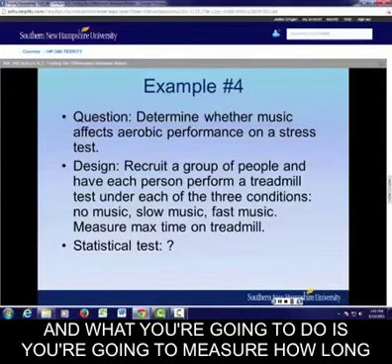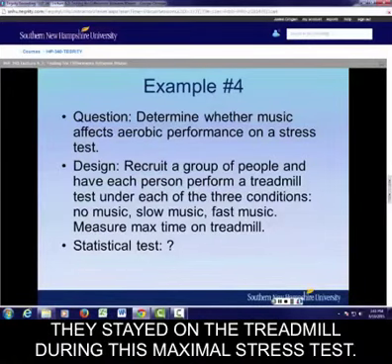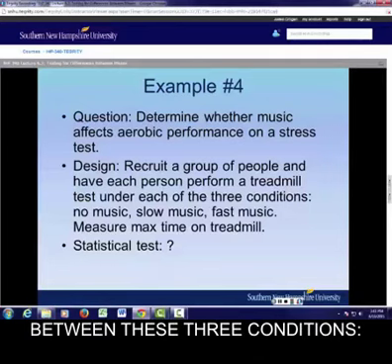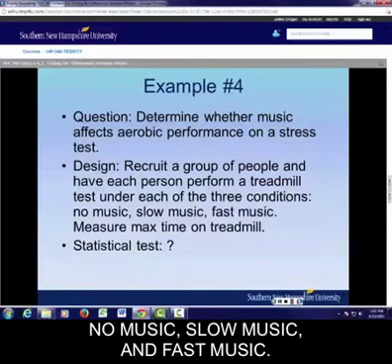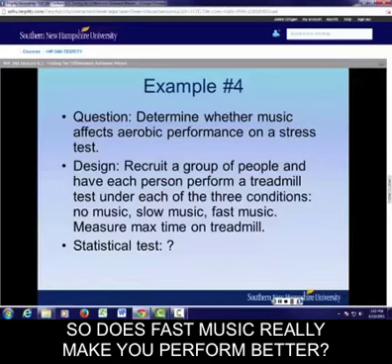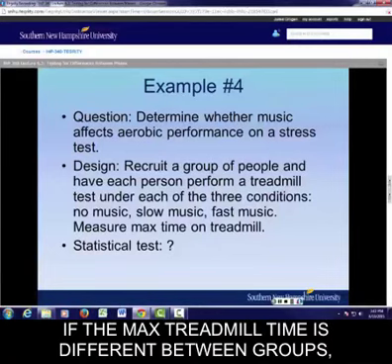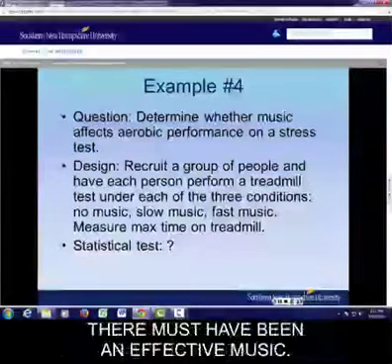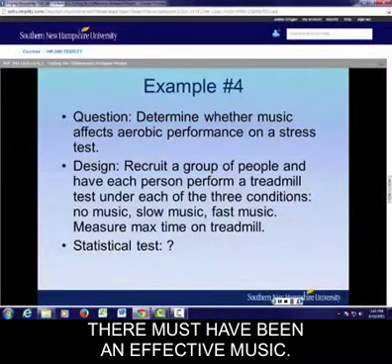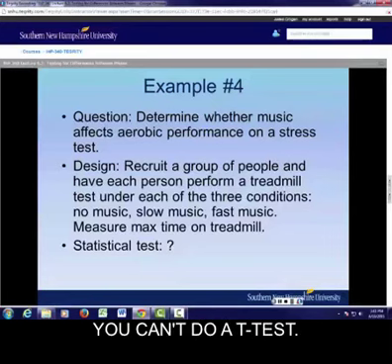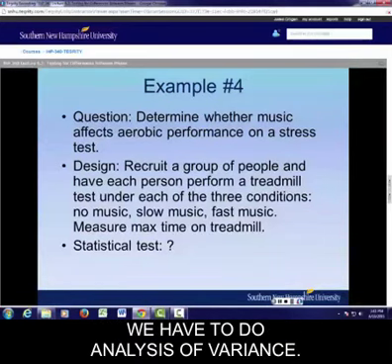And what you're going to do is you're going to measure how long they stay on the treadmill during this maximal stress test. So the max time on treadmill gets compared between these 3 conditions: no music, slow music, and fast music. So does fast music really make you perform better? Okay, that's the question we're trying to answer. If the max treadmill time is different between groups, there must have been an effect of music. So because there are 3 groups, you can't do a t-test. You have to do analysis of variance.